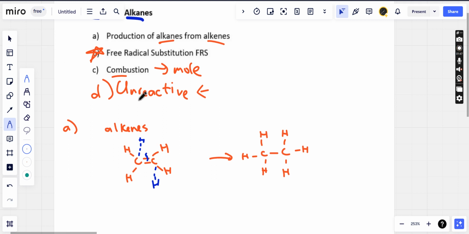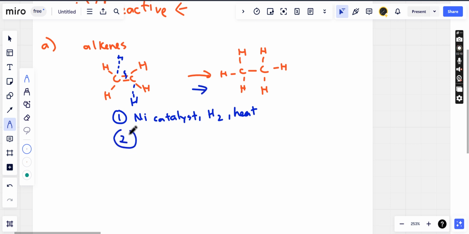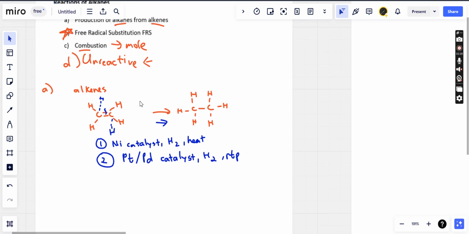So usually there are two reaction conditions for this. The first one is you can use a nickel catalyst with hydrogen gas, but for the nickel catalyst you have to use heat. So you have to heat this reaction up for it to happen. The other condition that you can use is either a platinum or palladium catalyst and hydrogen gas. And in this case, you don't need heat. You only need room temperature for the reaction to occur. So that's all there is for this learning objective.